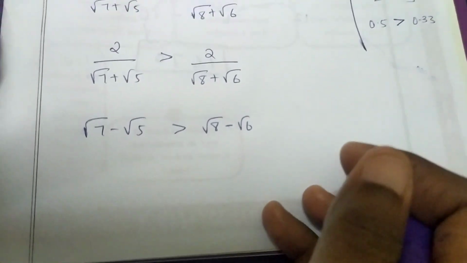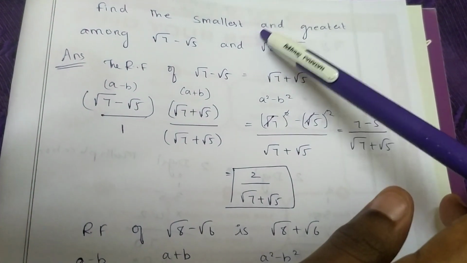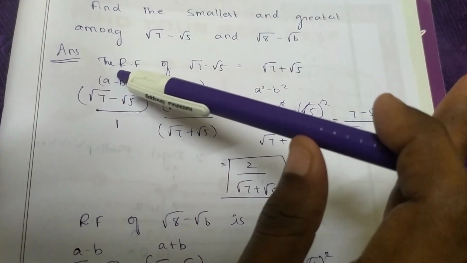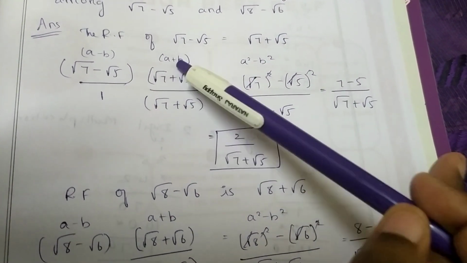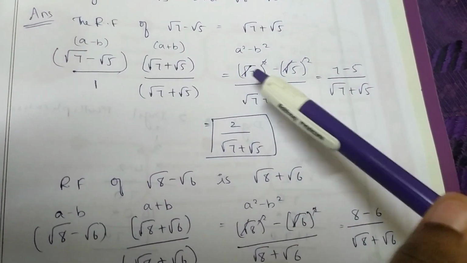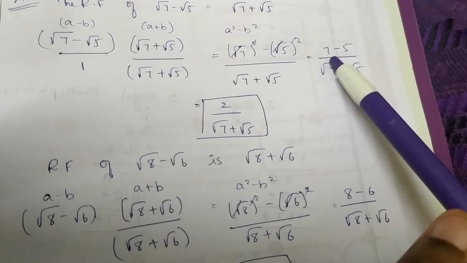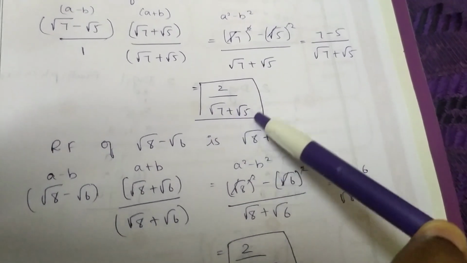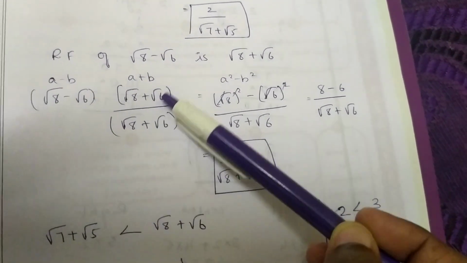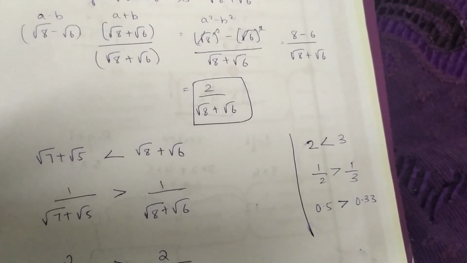So the problem is quite simple. They asked us to find the smallest and the greatest among these. By seeing, we can't predict. So I take the rationalizing factor of this number, and then multiply and divide by this rationalizing factor. It's a minus b, a plus b, so a square minus b square divided by this denominator: 7 minus 5 divided by root 7 plus root 5, which is 2 divided by root 7 plus root 5. Here also, multiplying and dividing by the rationalizing factor, you get 2 divided by root 8 plus root 6.